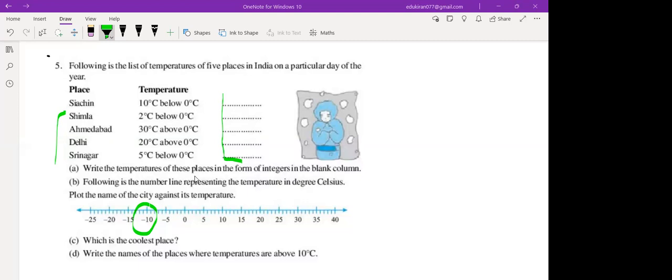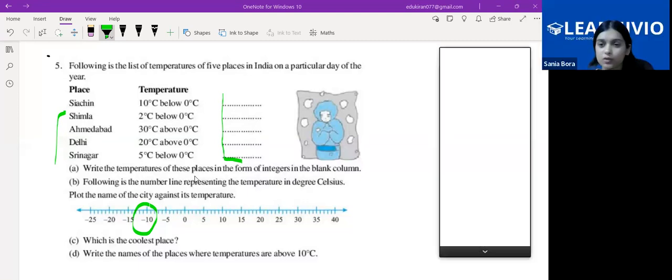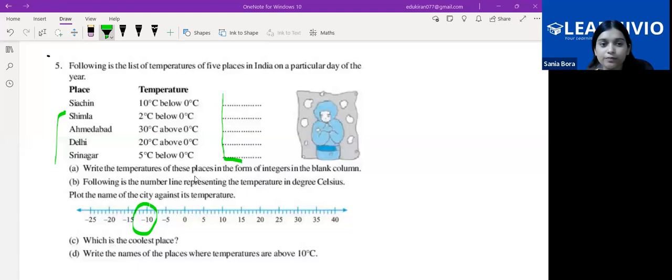Ma'am, I'm done. Okay, I hope everybody has done now. We can discuss the answers, right? Yes, ma'am. So for the first one, let's first write the temperatures here. Ma'am, it will be minus 10, minus 2 degree, plus 30, plus 20, minus 5. Yes. So we did the second one following this.